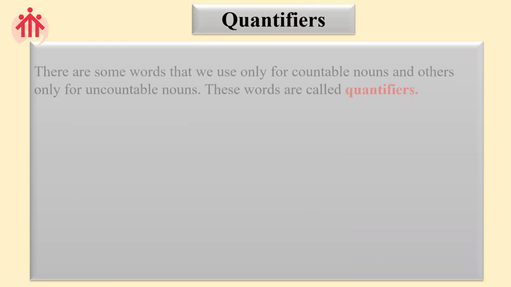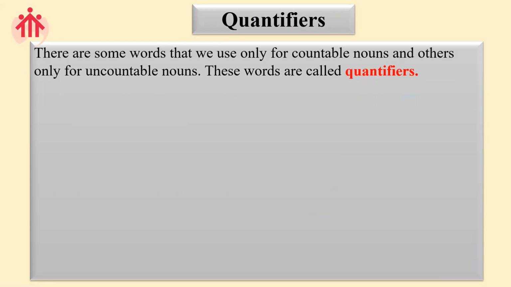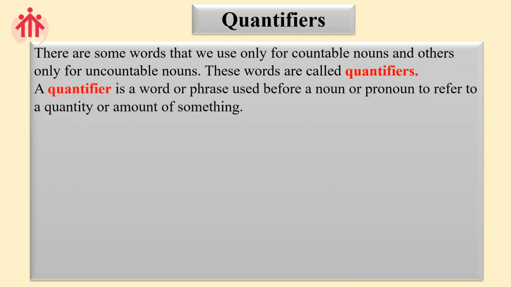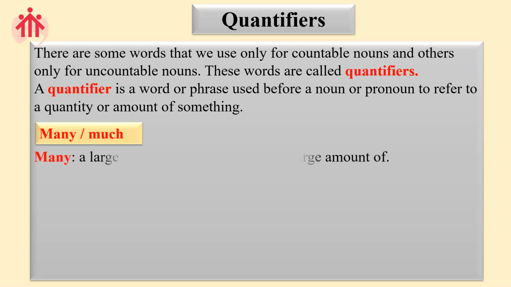Quantifiers. There are some words that we use only for countable nouns and others only for uncountable nouns. These words are called quantifiers. A quantifier is a word or phrase used before a noun or pronoun to refer to a quantity or amount of something. Many and much are quantifiers. Many means a large number of, and much means a large amount or quantity of.